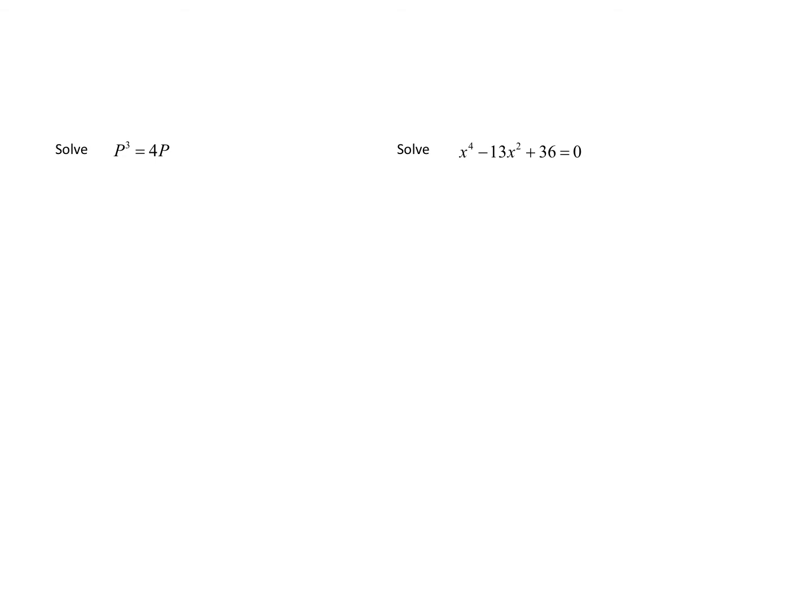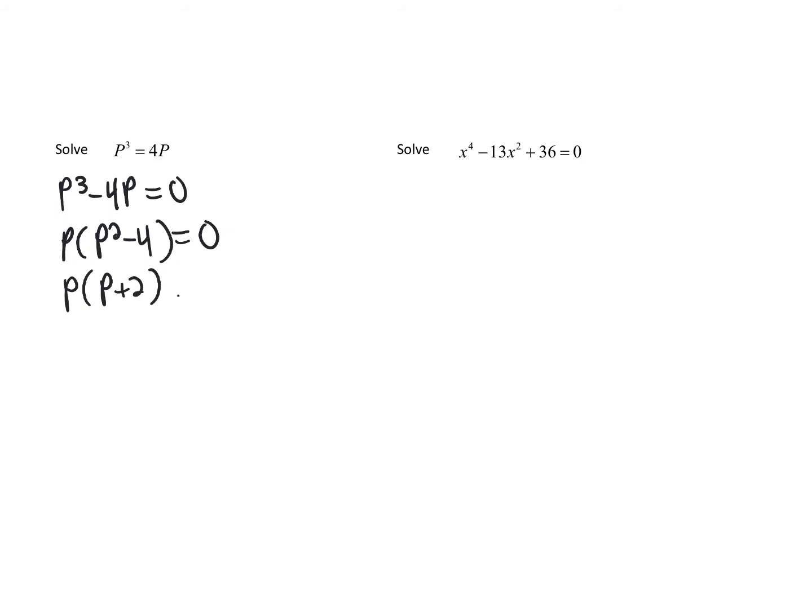These two are ones that we can actually solve using factoring. We get p equals 0, p equals negative 2, and p equals 2. Now you notice the highest power was a 3, and we had 3 solutions. The highest power determines how many possible solutions there are to a question.